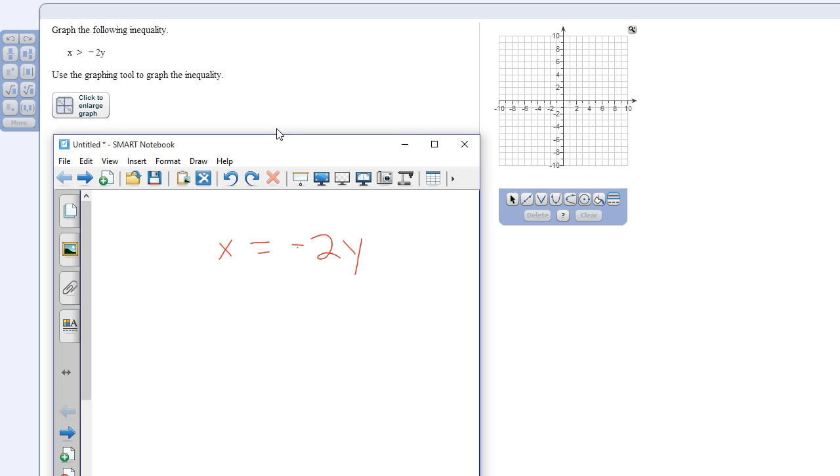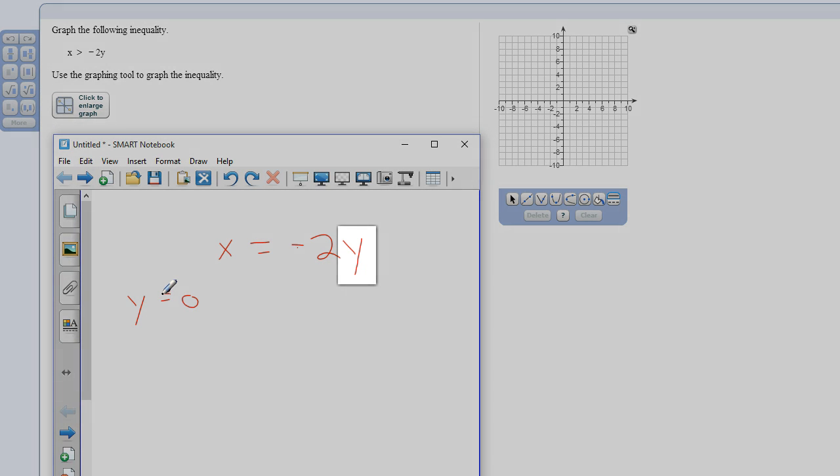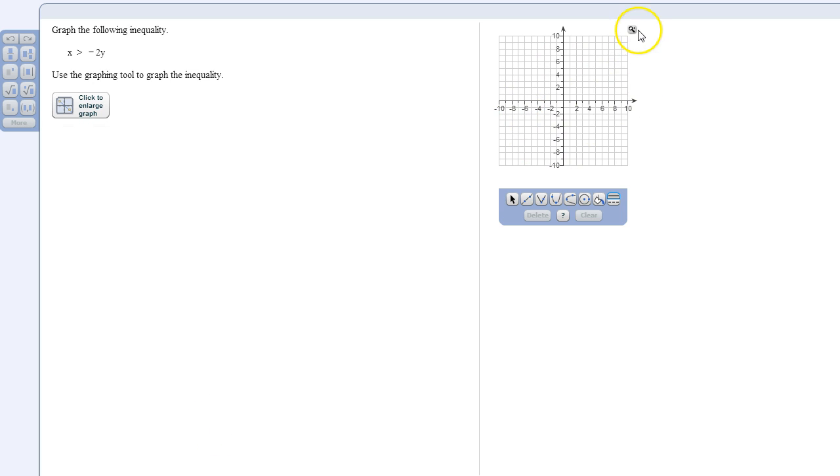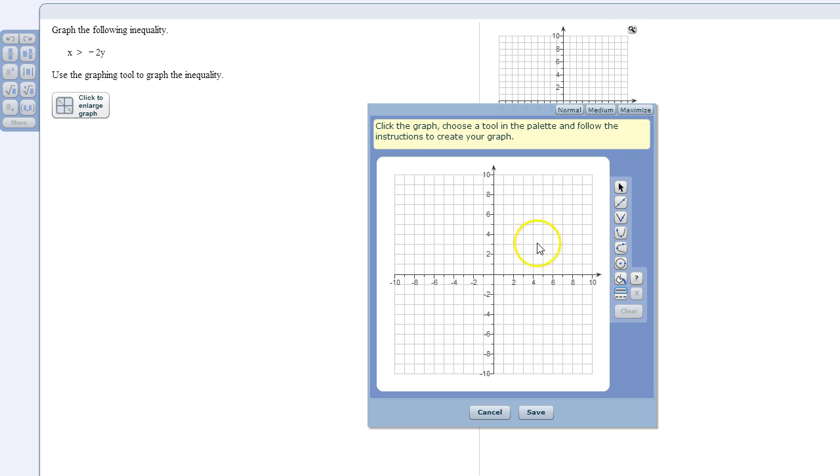So I'm going to let y equal 0. If y was equal to 0, then I'm going to replace this y right here with 0, and I get x equals negative 2 times 0, and anything times 0 is 0, so x equals 0. So when y is 0, x is 0, and that point is 0, 0, the origin.